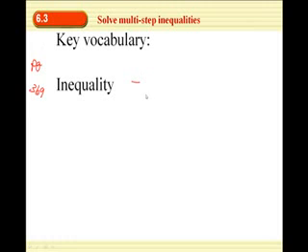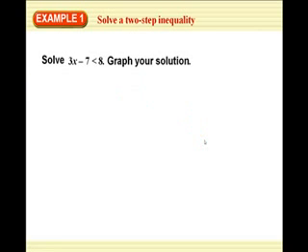Okay, so an inequality again has a less than or equal to, greater than or equal to. There's more than one answer in inequalities, so let's take a look at some two-step inequalities. This should look familiar to you guys. 3x minus 7 is less than 8. Usually we had an equals right there. Our job is to solve for the x.